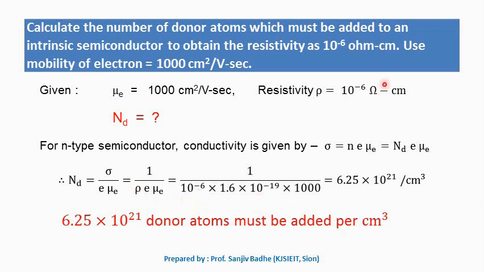Resistivity is equal to 10 raised to minus 6 ohm centimeter. E is charge on the electron, that is 1.6 into 10 raised to minus 19 coulomb, and mu E is mobility of electrons, which is given as 1000 centimeter square per volt second. So the donor concentration can be calculated using the calculator as 6.25 into 10 raised to 21 per centimeter cube. So in this case, in order to get the resistivity of 10 raised to minus 6 ohm centimeter, 6.25 into 10 raised to 21 donor atoms per centimeter cube must be added to the given semiconductor.